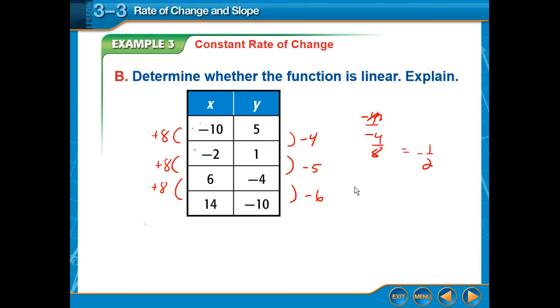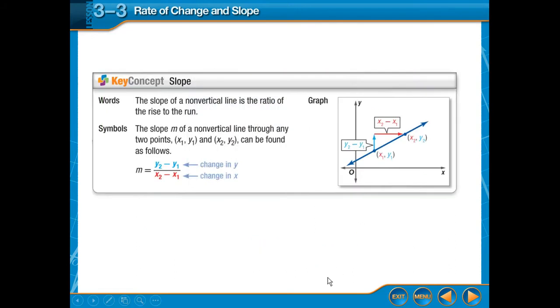But for this one, -5/8 is not equal to -1/2. So this is not linear because it's not the same rate of change between each point. Okay? All right, so that's rate of change. Now we want to move on to slope. Slope is basically very similar to rate of change, but we have a formula for it.